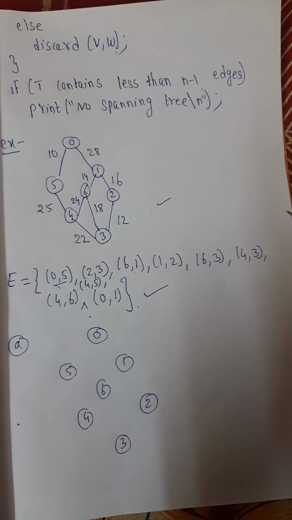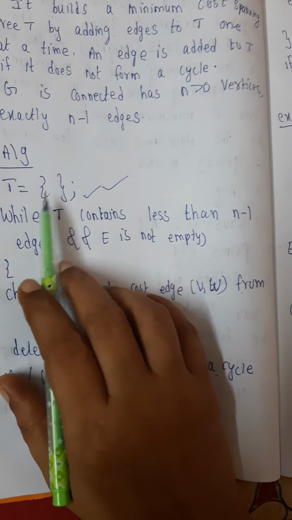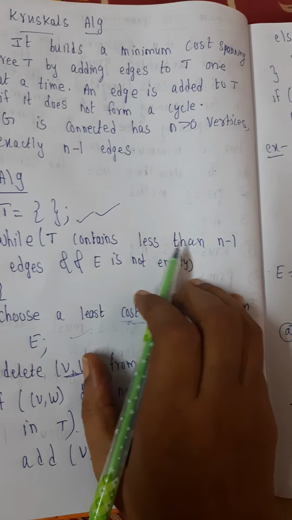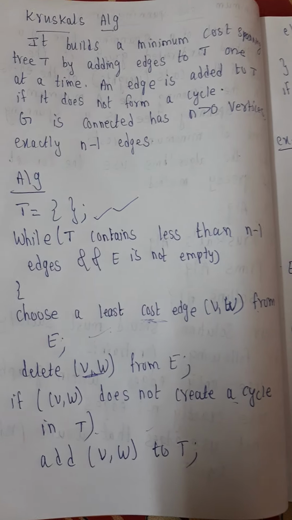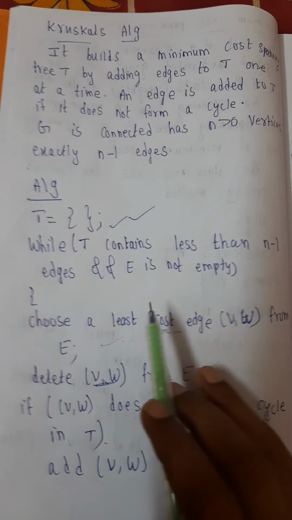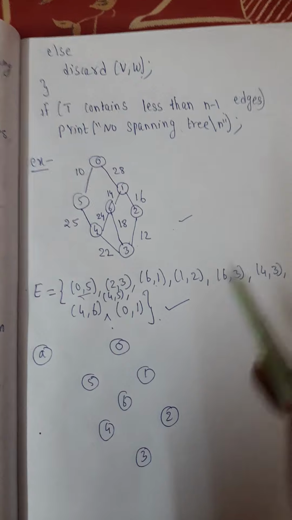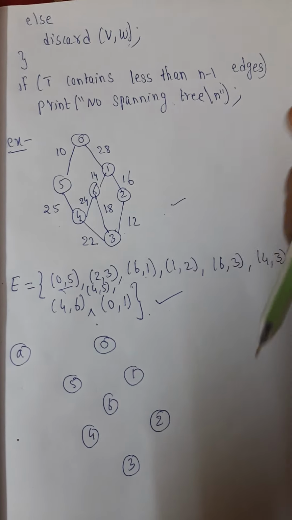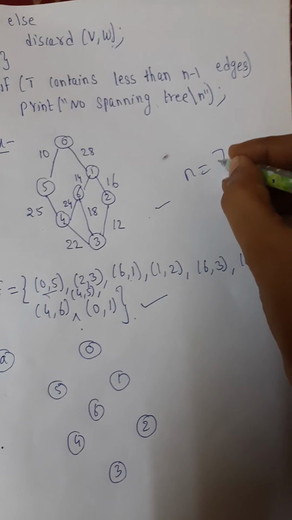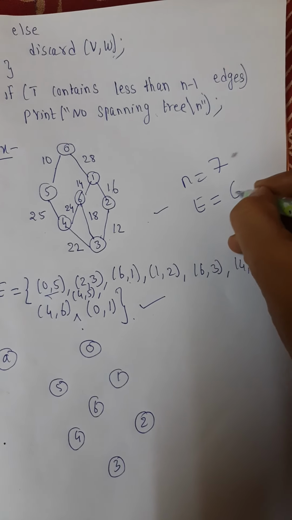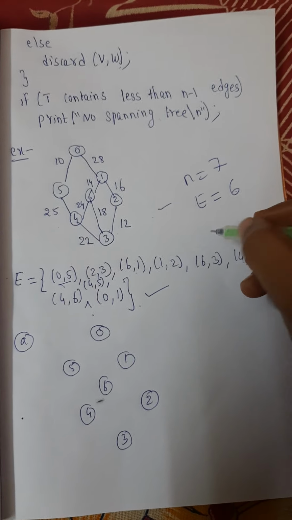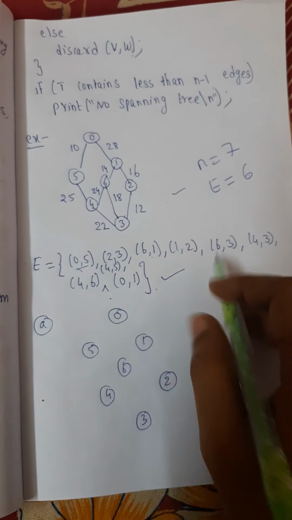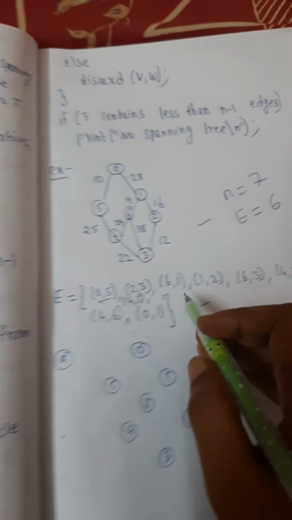Now what is my first step? Initially the tree is empty; we don't have any edges. If T contains fewer than n minus 1 edges, yes, we don't have any edges here, and E is not empty. How many vertices do you have here? You have 7 vertices, so n equals 7, and we should have 6 edges. But initially we have no edges, and the edge set is not empty. So we have the edges here.